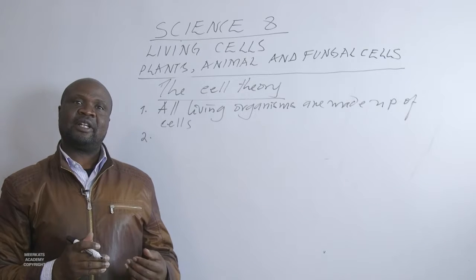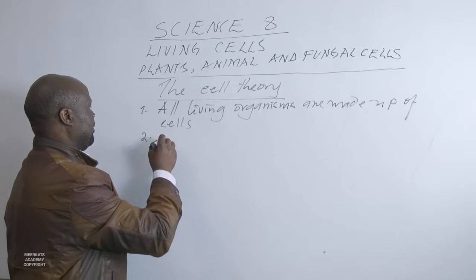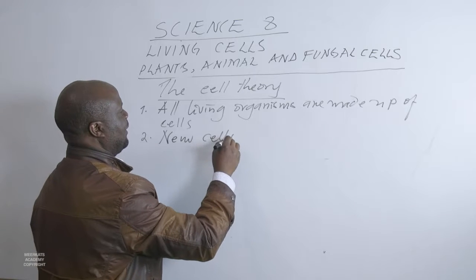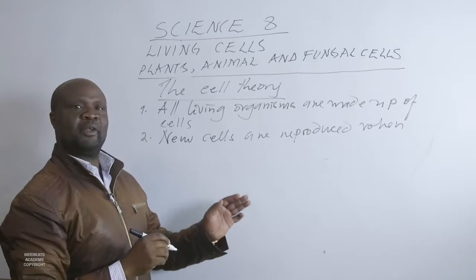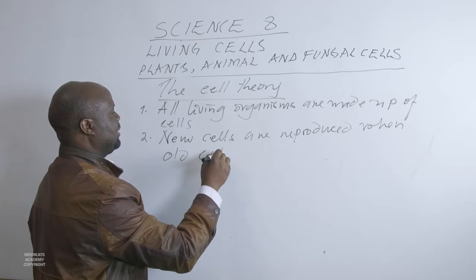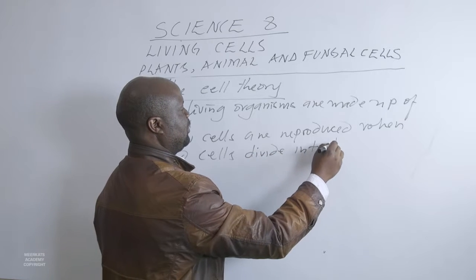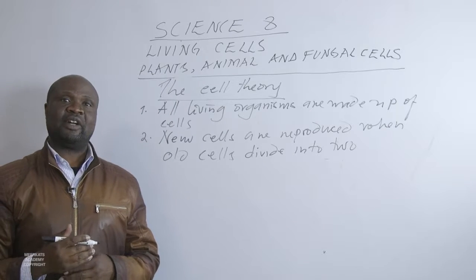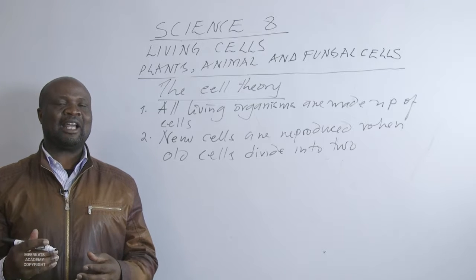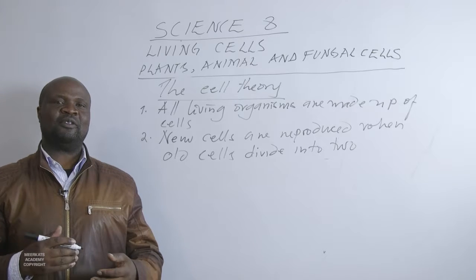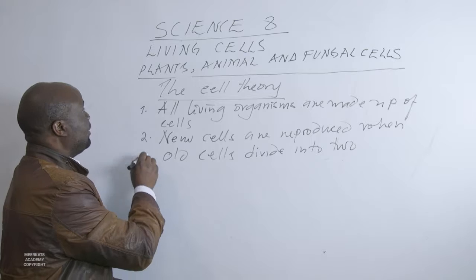Then a second statement they made was: new cells are reproduced when old cells divide into two. After their observation, they discovered that apart from the organisms being made up of these cells, these cells at times divide themselves into two. The old cells divide themselves into two new cells. That was not all; they came up with another statement concerning the cell theory.